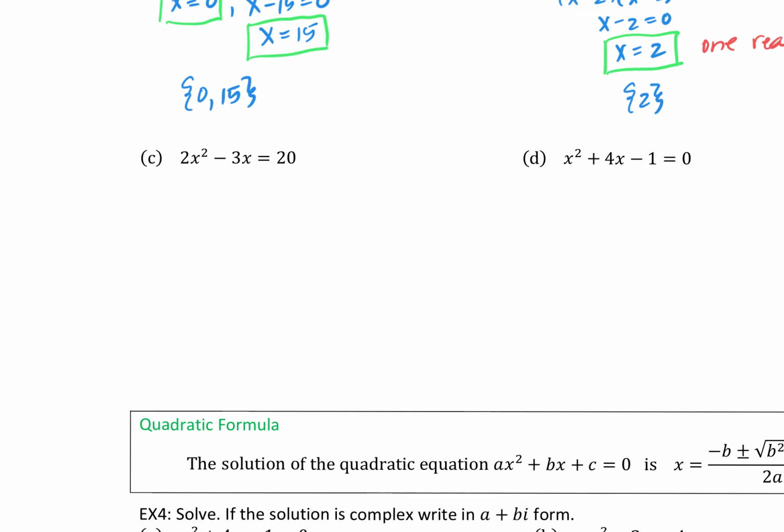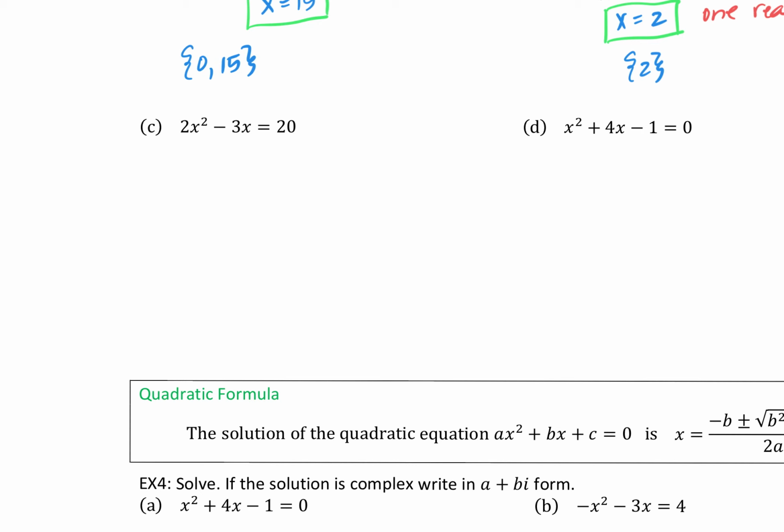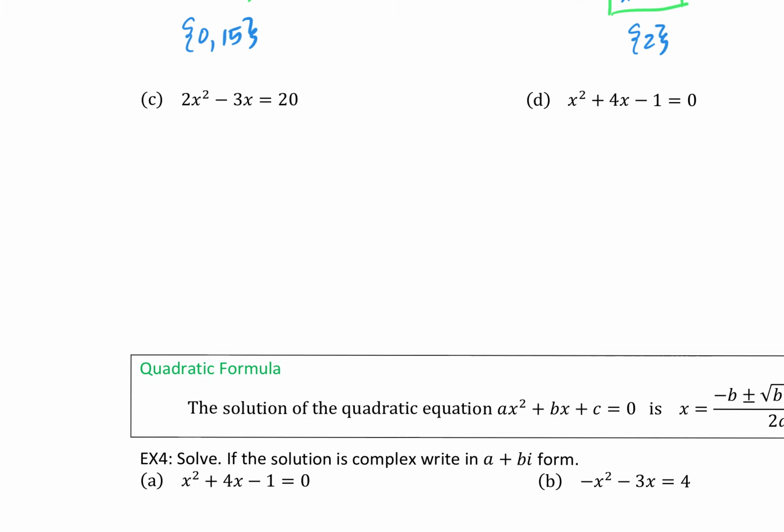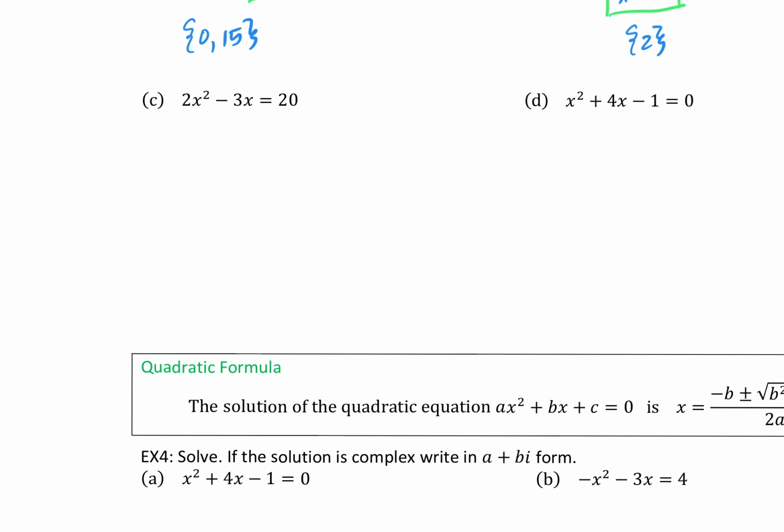Let's go on to C. 2x squared minus 3x equal to 20. Again, not written in the correct form, so I have to set it equal to 0 by subtracting 20 from both sides to get 2x squared minus 3x minus 20 equal to 0. And then I can factor this.